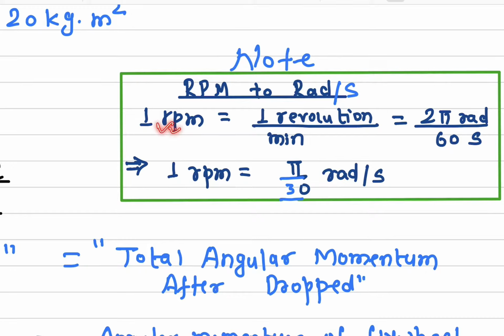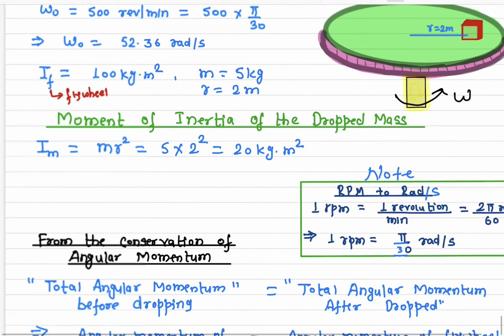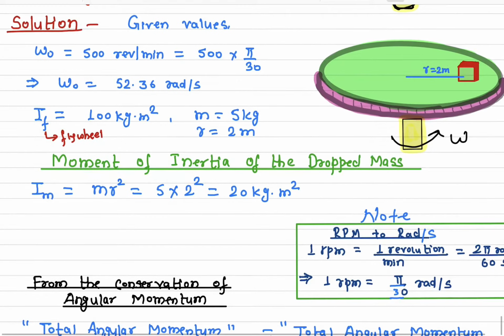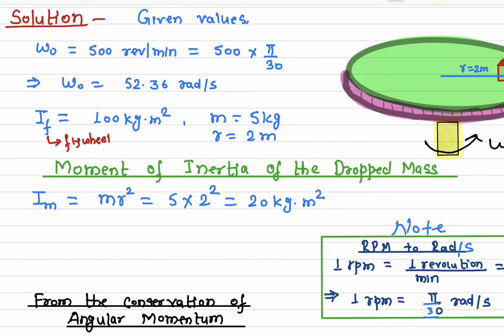One revolution per minute I have written down in a different way here. If an object makes one complete rotation, that means the total angle is 2 pi. And 1 minute corresponds to 60 seconds. So 2 pi over 60 is now pi over 30. So one revolution per minute is now pi over 30 radian per second. If we multiply revolution per minute by pi over 30, then it will change into radian per second. That's what I'm doing here. Revolution per minute, multiplied by pi over 30. Now it is in radian per second.